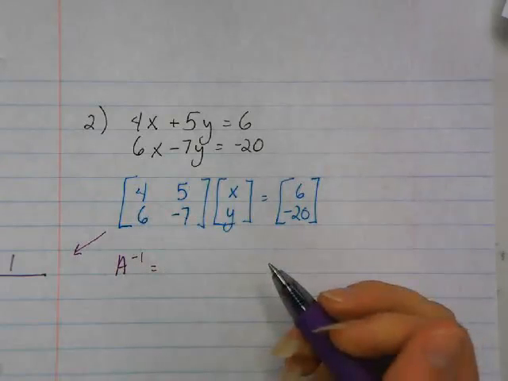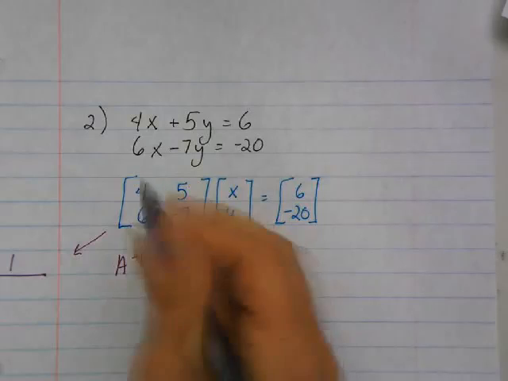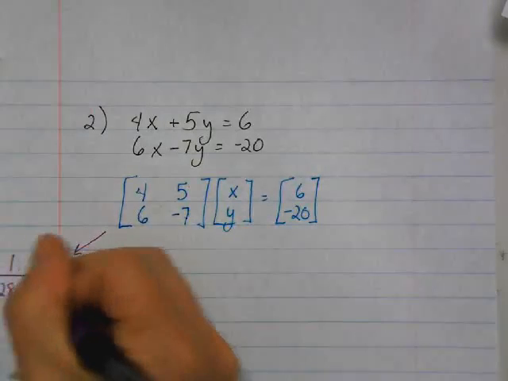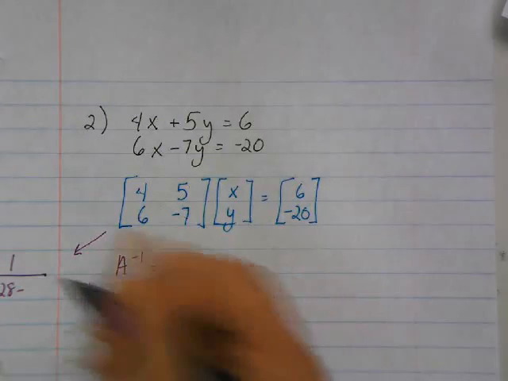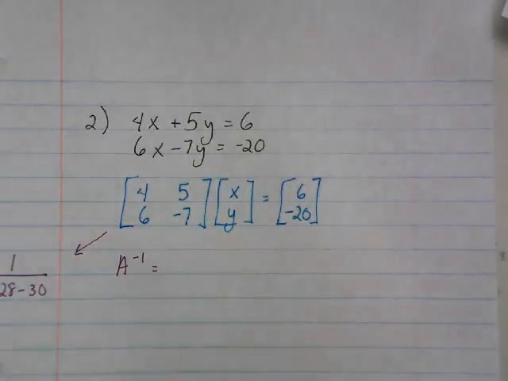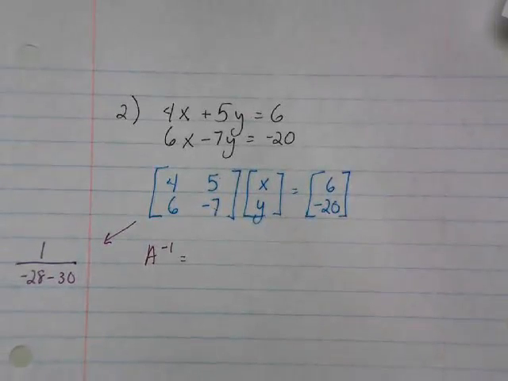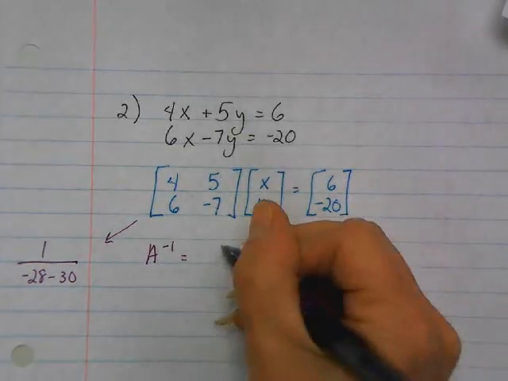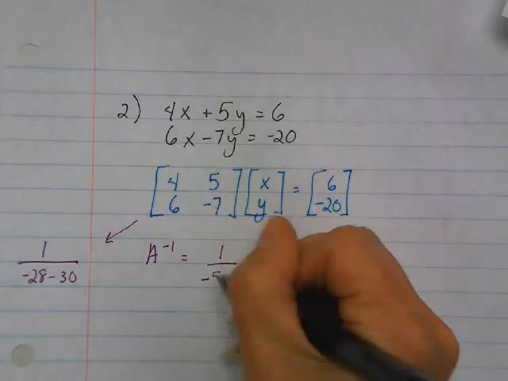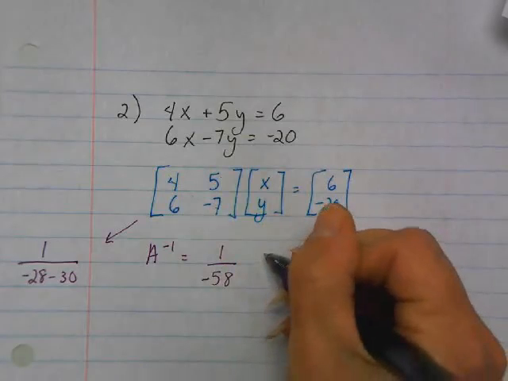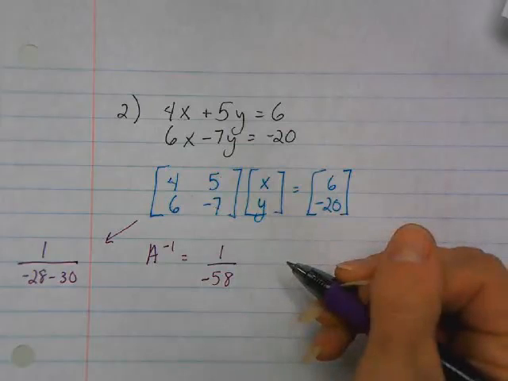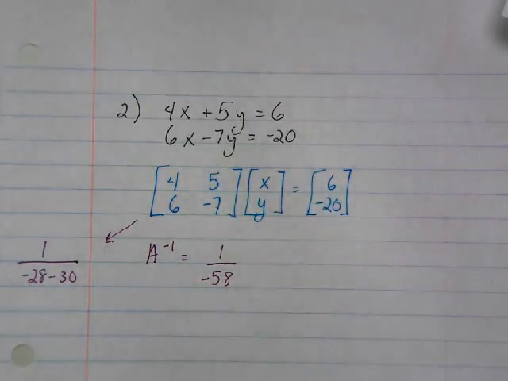So I get what? Negative 28 minus, oh good golly, this is going to be ugly, minus 30. Ugh. So I get what? 1 over negative 58? Are you kidding me? Ugh. I think we need to abandon this one. Let's start over. Hang on.